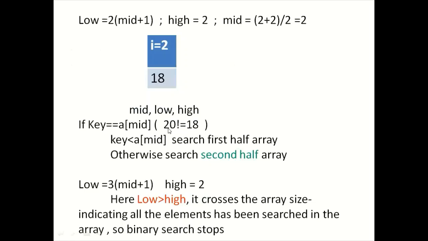Now again, we'll start the binary search technique. So 20 is not equal to 18. It's not equal to the middle element. Since it is greater than 18, we have to search the second half. In the second half, the low value gets changed to mid plus 1, that is 3, but the high value remains as it is, as 2 itself. Here the low value becomes greater than high. That means it is crossing the array size, so it is beyond the array size. This indicates that all the elements in the array have been searched. So the binary search technique stops here.